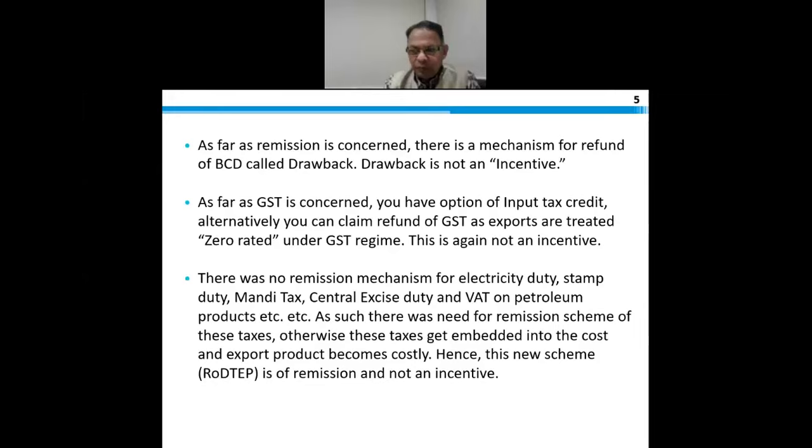However, there was no remission mechanism for electricity duty, stamp duty, Mandi tax, central excise duty, VAT on petroleum products, etc. And therefore, these costs got embedded. As such, there was a need for remission of these taxes. Why? If you don't give the remission scheme, they get embedded into the cost and the export product becomes costly. Hence, this new scheme is of remission and not an incentive.